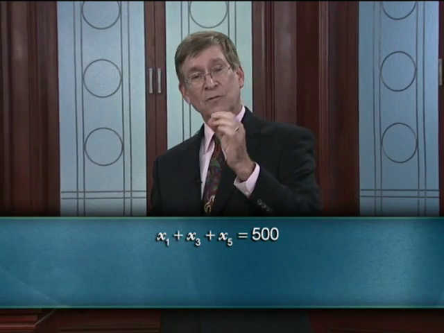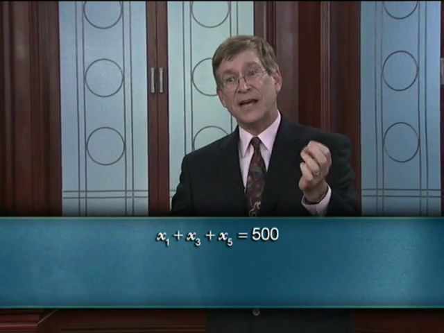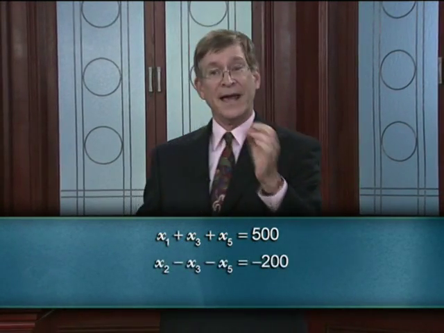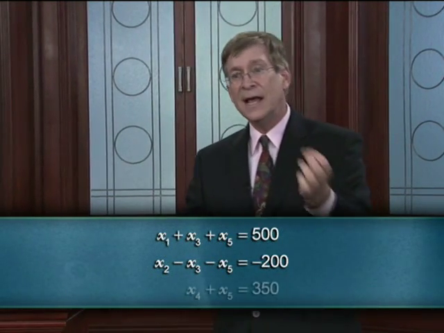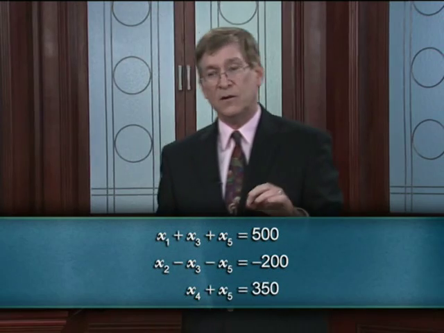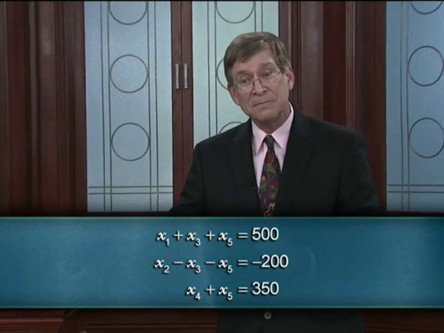So we now have the resulting matrix after doing Gaussian elimination. I admit I cheated. I used my calculator, but I got that result. Let's translate back to equations. Well, the first equation would be x1 plus x3 plus x5 equals 500. x2 minus x3 minus x5 equals minus 200. And x4 plus x5 equals 350.